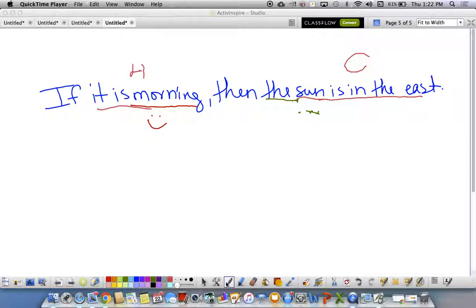Maybe you didn't do that. Anywhere you are in the world, if the sun is in the east, then it's morning. If it's morning, then the sun is in the east. Some things you're going to have to know logic to know if they're true or false. But if it says determine its truth value, it wants to know is it true or is it false.